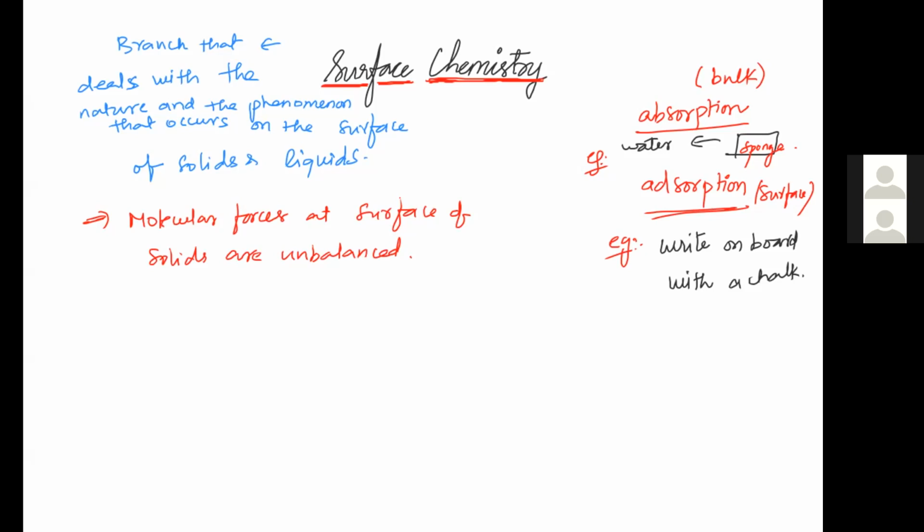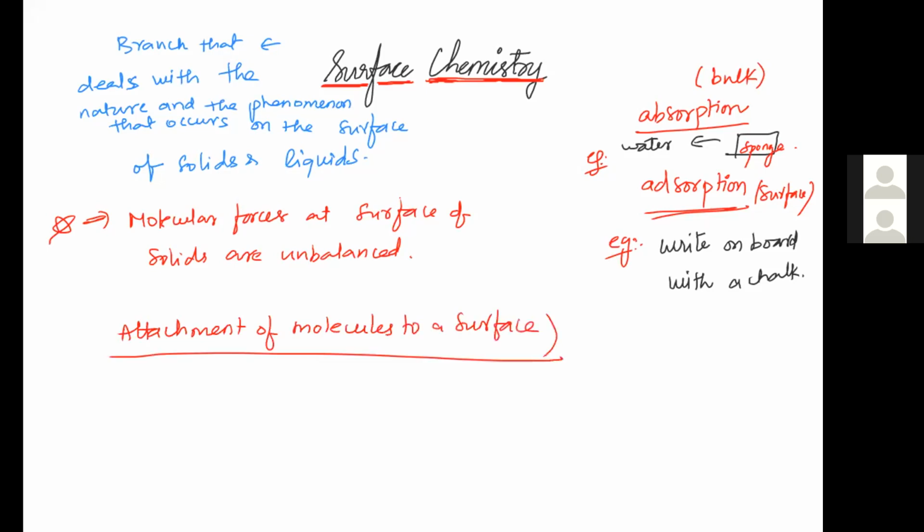Okay, so why is this adsorption happening? First of all, because the molecular forces at the surface of the solid are unbalanced. As they are unbalanced, they want a balance. Whatever spaces are there, they are all occupied by gas molecules, everything around. So there is a surface phenomenon occurring. What is that? Attachment of molecules to a surface is called adsorption.